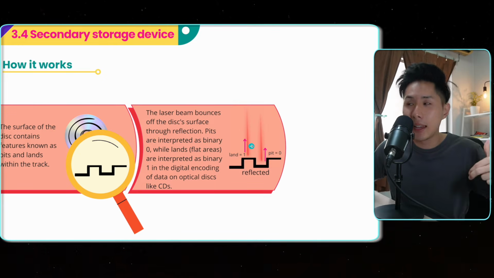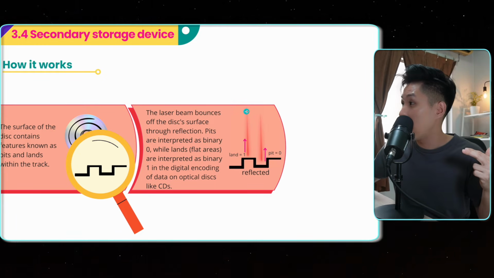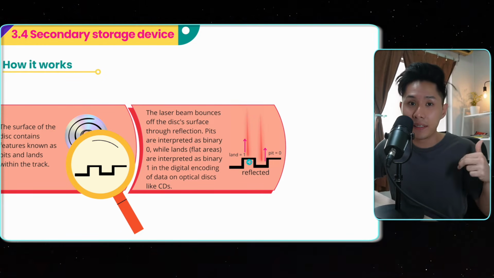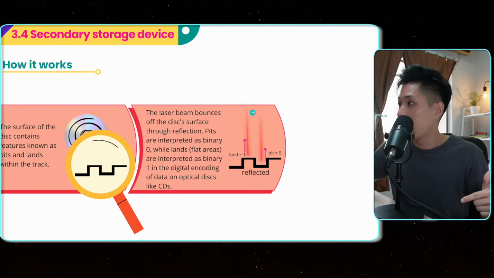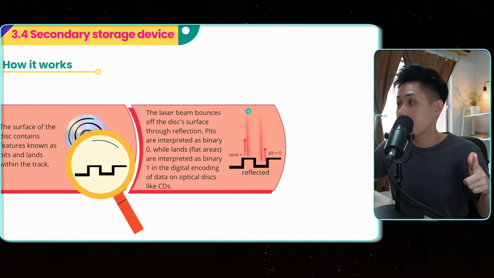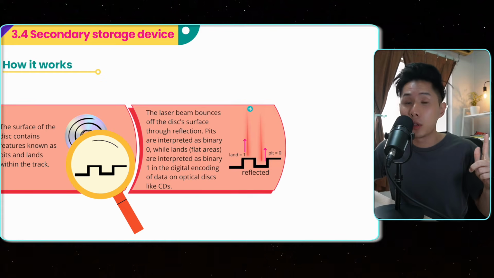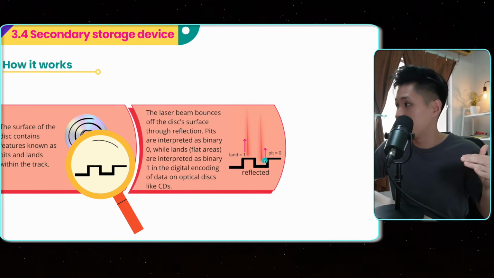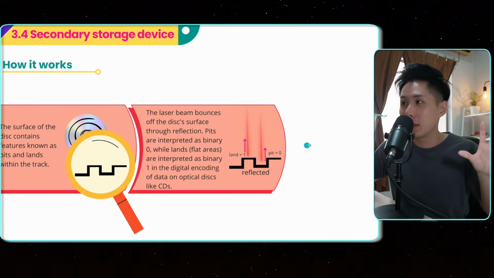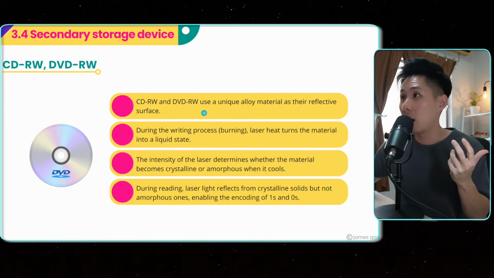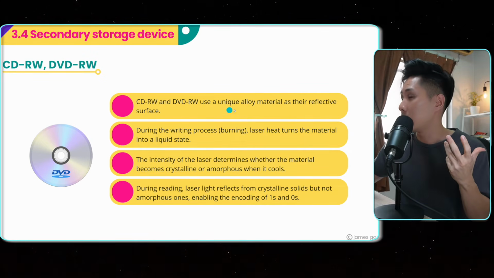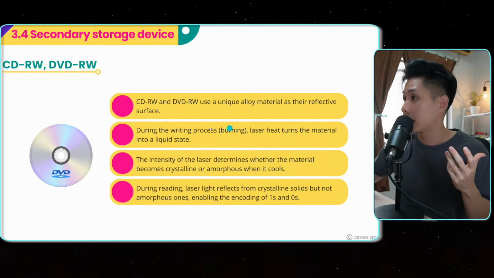And how do they do that? Imagine if you have laser light emitting onto a land, it will take less time to travel back to be reflected. And with that information, the computer reader will know that, hey, this is the 1 and this is 0. So this is how this works. So here is some information about the CD and DVD. They use a unique alloy material as their reflective surface.